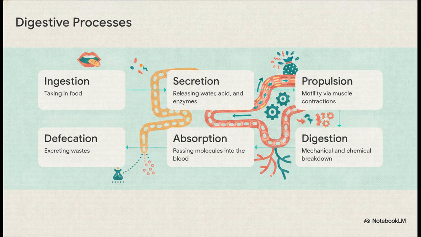4 is digestion, both the mechanical and chemical kinds. 5 is absorption, pulling nutrients directly into the blood and lymph. And finally, 6, defecation. As we travel down the GI tract, which is essentially one continuous hollow muscular tube, we need to mentally check off these 6 mandatory processes at every single stop.